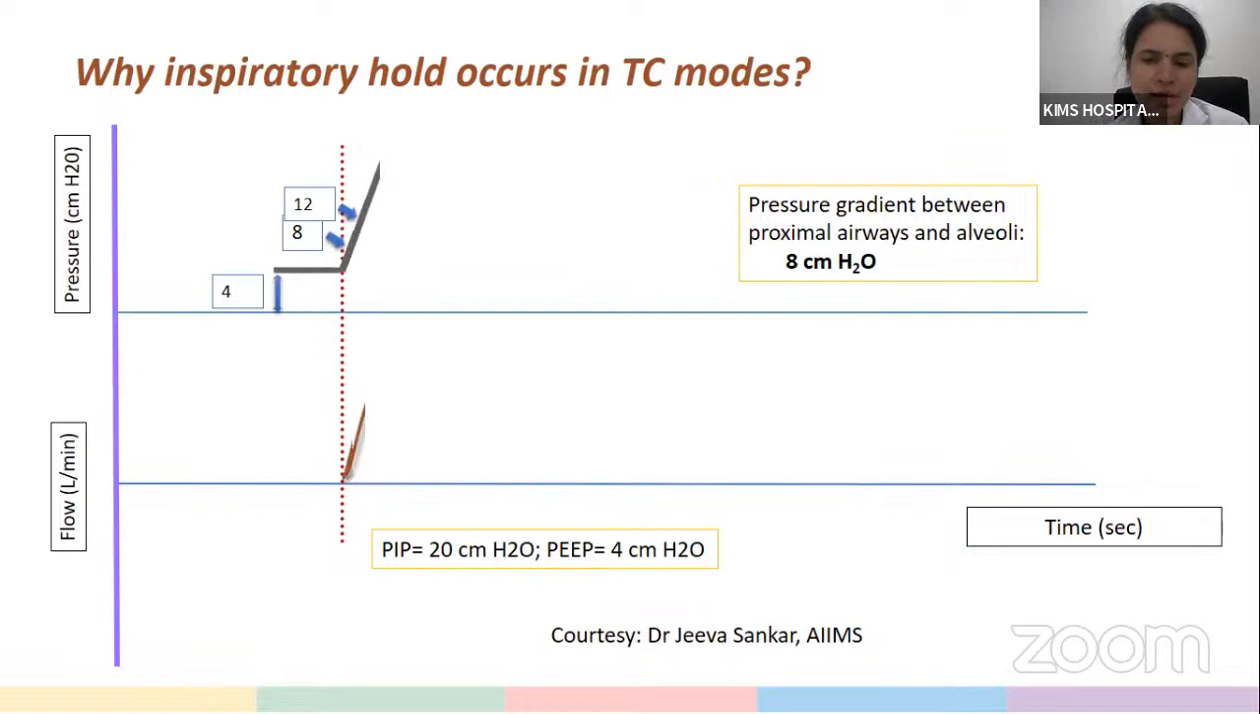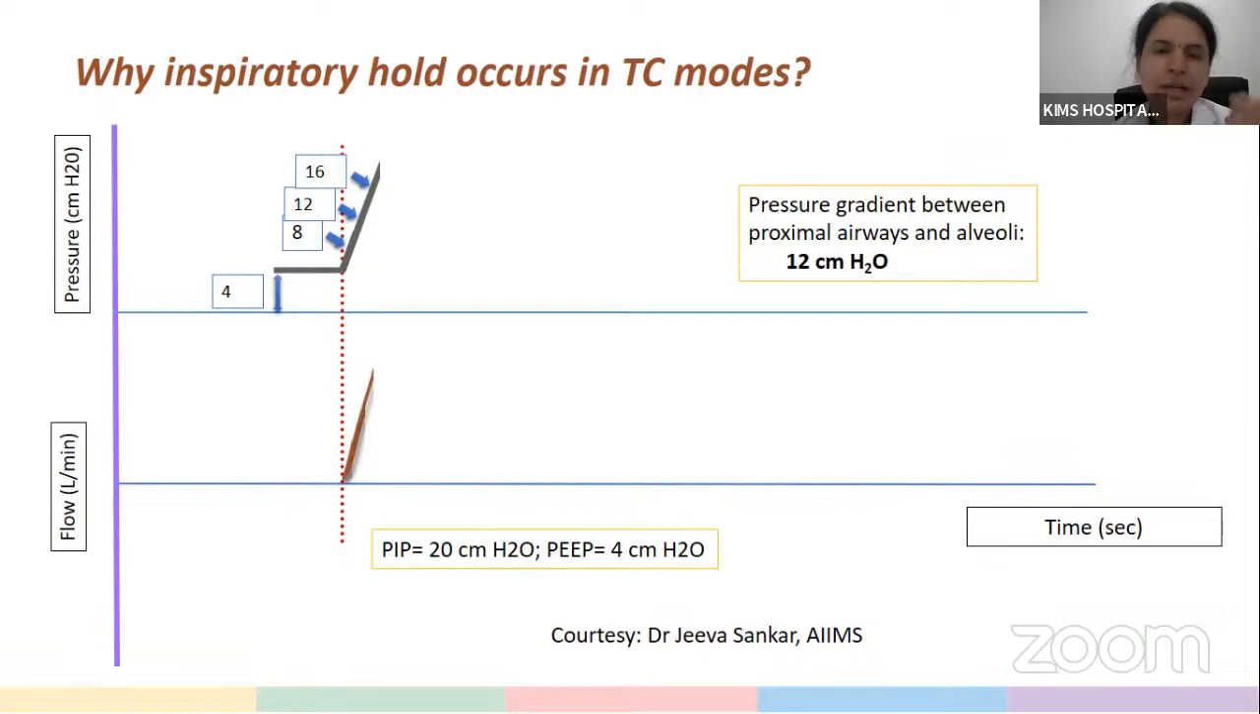So we must understand that when the inspiration of the ventilator begins in a time cycle ventilation, the airway pressure, or the pressure at the proximal airway of the endotracheal tube, is slowly rising up from the PEEP to the PIP. So it goes up to, say you are using a PEEP of 4 and a PIP of 20. As this proximal airway pressure goes up, the alveolar pressure at the beginning of inspiration is only at PEEP. Say it is at 4.